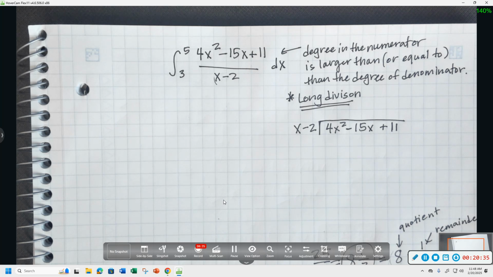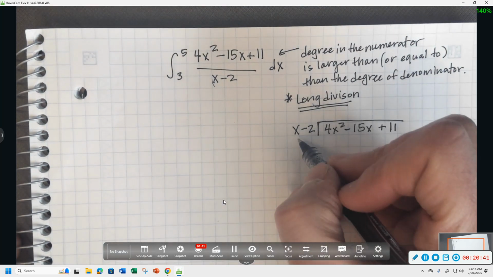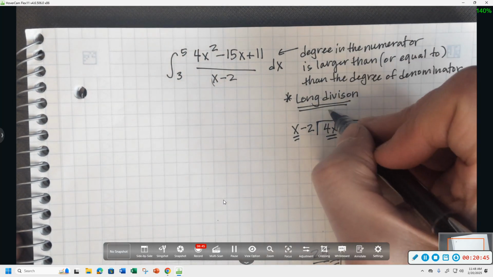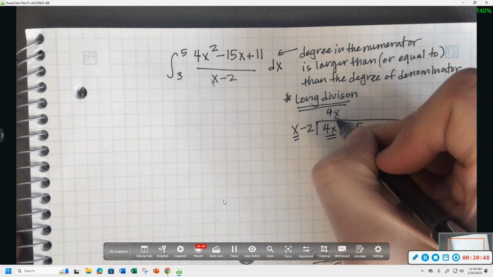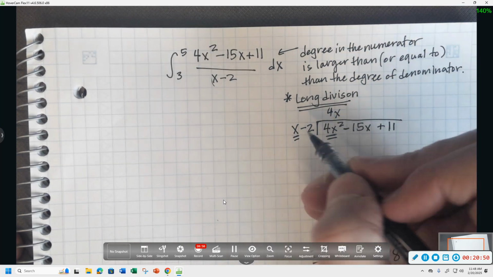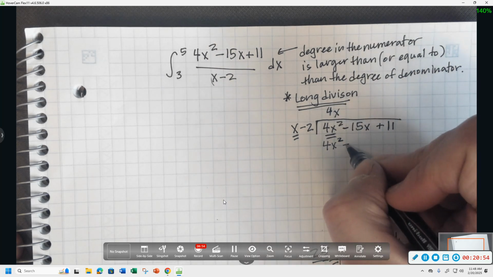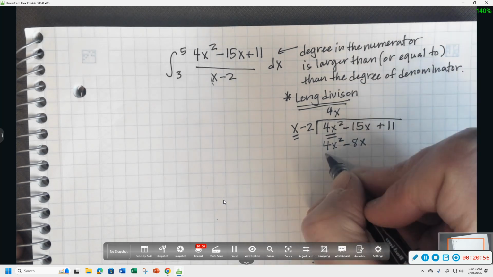Synthetic only works if you're dividing by a linear factor. That's the only time synthetic division works. I'm just going to look at this and say, what can I multiply x by to get to 4x squared? And the answer is 4x. I'm going to do 4x times x. I'm going to do 4x times negative 2.